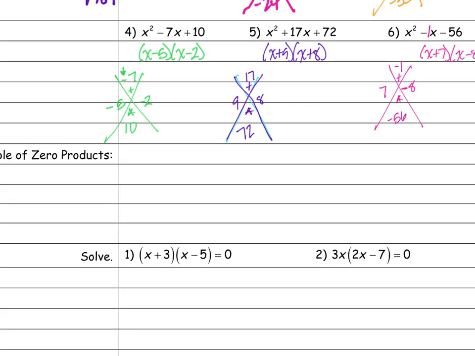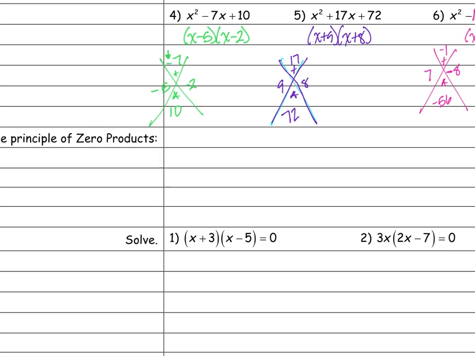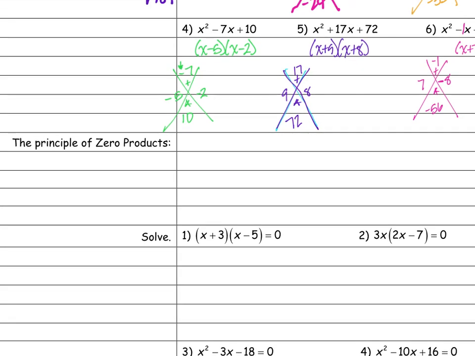And there's a little rule that we use, and it's called the principle of zero products. What that says is if I have a times b, and that equals 0, I have two things multiplied together that equals 0. So I should put a little if in front of there. If a times b equals 0, then either a equals 0 or b equals 0, right? So I'll give you a second and then I'll talk about it.